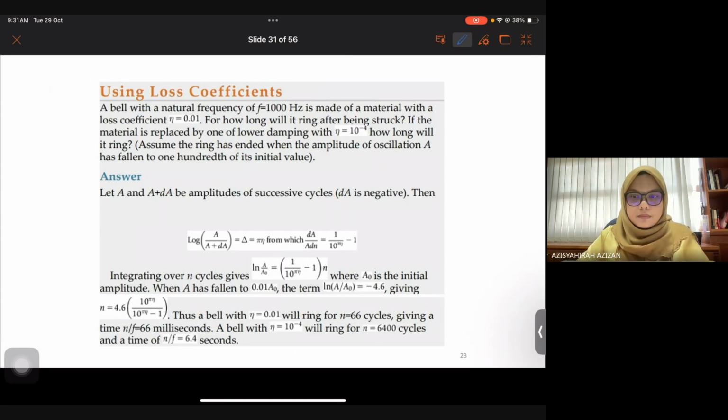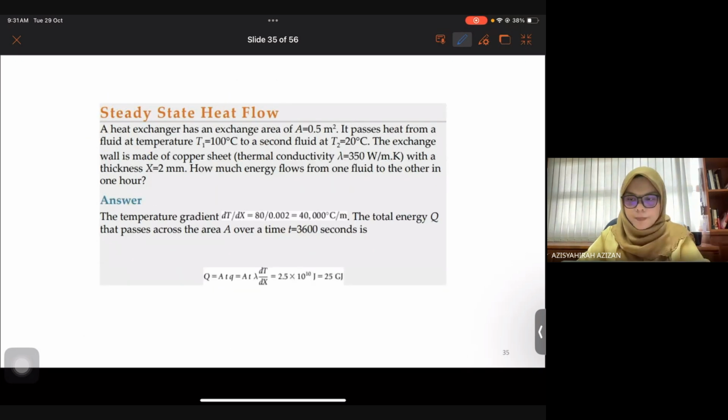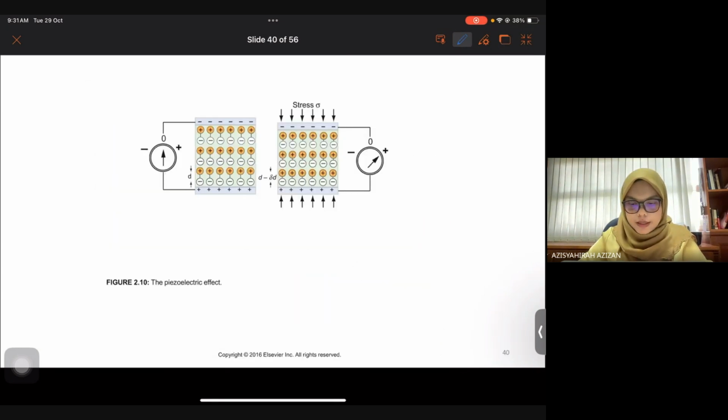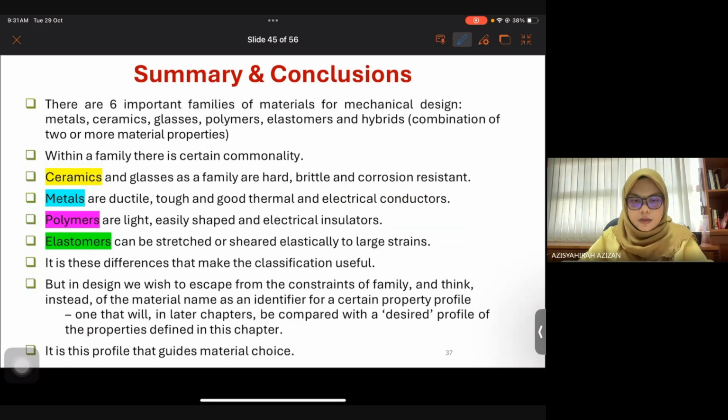Right. So actually there are several more examples that you can take a look at in the textbook, right? Okay. So as a summary, here there are 6 important families of material for mechanical design. What are they? They are metals, ceramics, glasses, polymers, elastomers, and hybrid materials. What is hybrid material? They are combinations of 2 or more material properties.